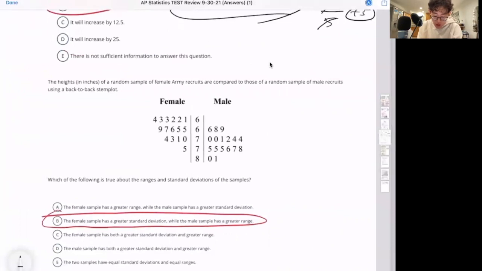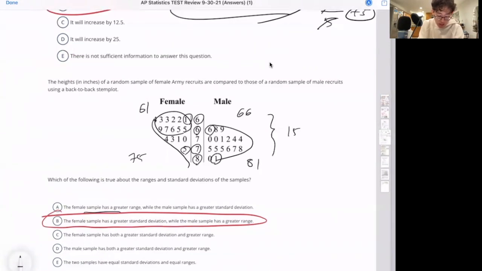Okay, for female and male, we can see the distributions here. Male is roughly symmetrical and female is skewed to the left, I believe, because this is a smaller number set. So the female sample has a greater range. Obviously, we can figure that out. For females the lowest is 61 and the highest is 75. For males the lowest is 66 and the highest is 81. The difference is 15 for one and 14 for the other. Therefore, this is not going to be true. The female sample has both a greater standard deviation and a greater range. Well, because it has a greater range, that just really gives it away.